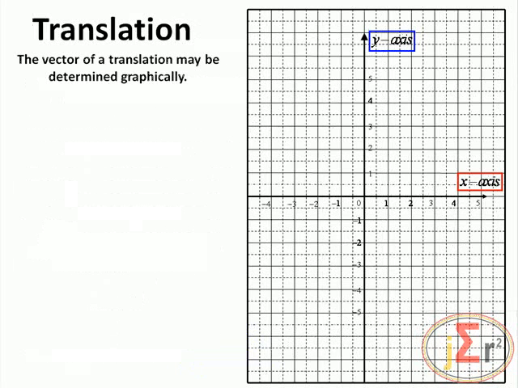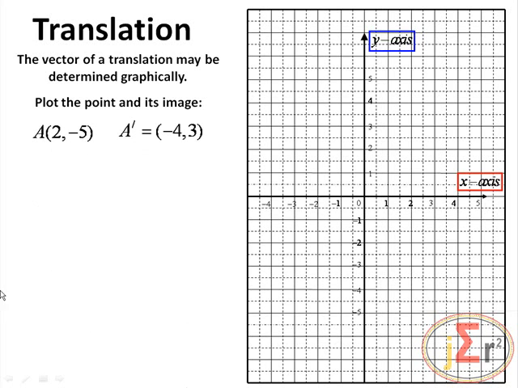Now, to determine the vector of translation, we may use the rectangular coordinate system. Say, for argument's sake, you have an object that is translated, and you need to know the vector of translation. Now, we are going to plot the point and its image. But under other circumstances, we may have been given the original point and the image. So that's A (2, -5), and A prime (-4, 3). So let us plot those points.